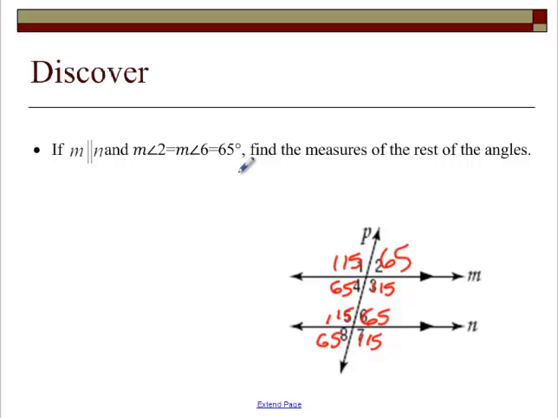If you're following a pattern, notice that there's only two numbers, 65 and 115. It's always going to be like that. If these two are parallel, there's only going to be two numbers used. Each one will be used 4 times.